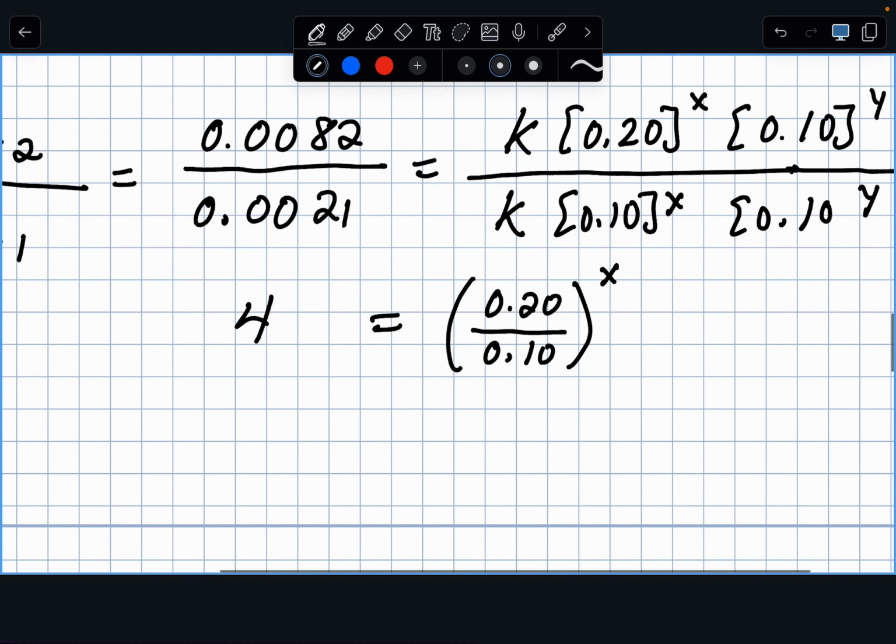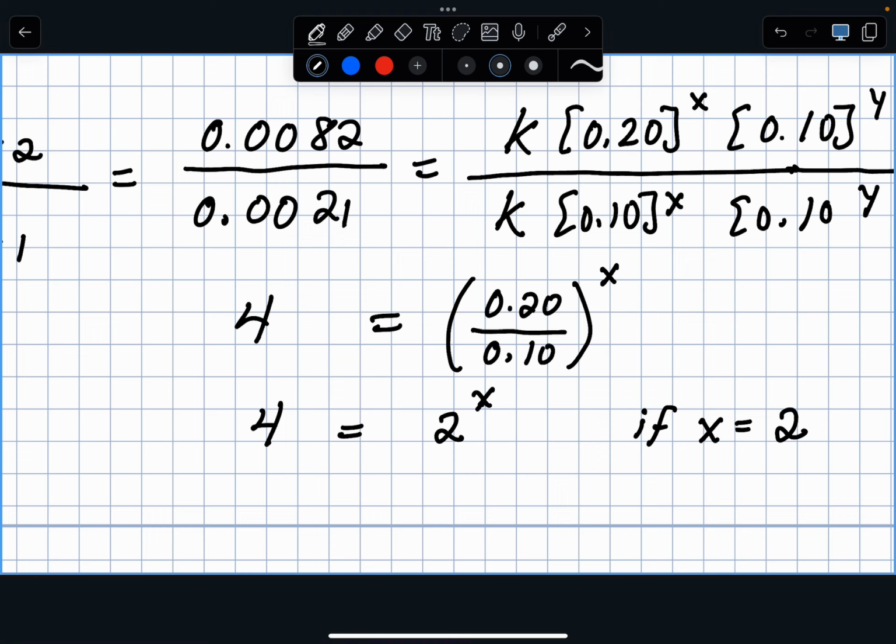And then it just turns into a pretty easy math problem, which is that 4 is going to equal 2 to some x. So the only way x would make this basic math problem work is if x was equal to 2. Would that equal 4? If I take 2 squared, that would work, right? What that means then is x is 2.